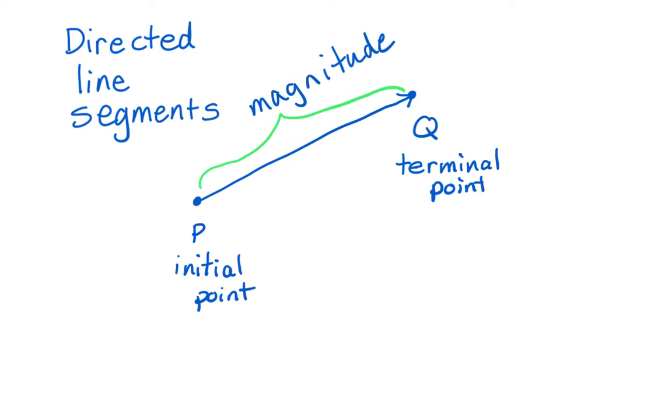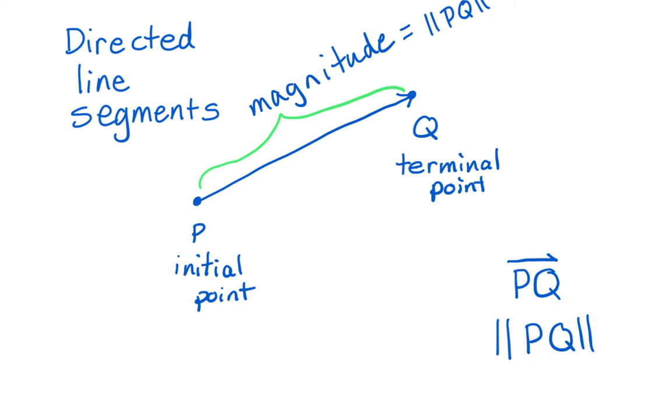We use this symbolism, PQ with an arrow over top of it, and we always go to the right. We can use this symbolism to indicate the magnitude of that directed line segment. So up here, I could write that magnitude equals double bar, PQ, double bar.